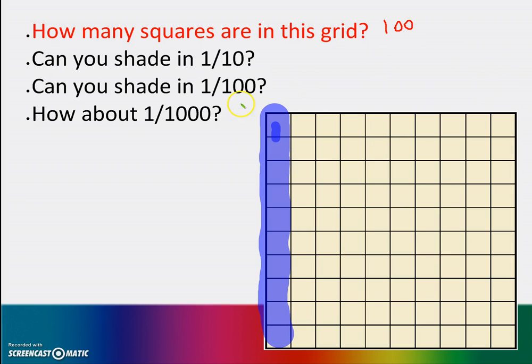Now, if we were going to shade in 100th, that would be just one of these squares because there's 100 squares. Now, if we wanted 1,000th, that would be really tough. You would have to cut one of these up into 10 pieces, and then one of those little slivers would be 1,000th. That's what happens when you cut this entire square up into 1,000 little pieces. Each piece would be this big. So that's how you can think of tenths, hundredths, and thousandths.